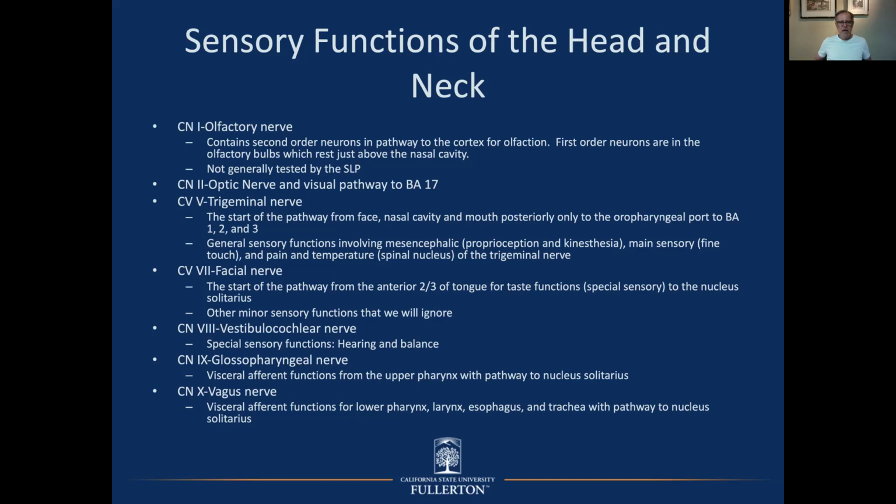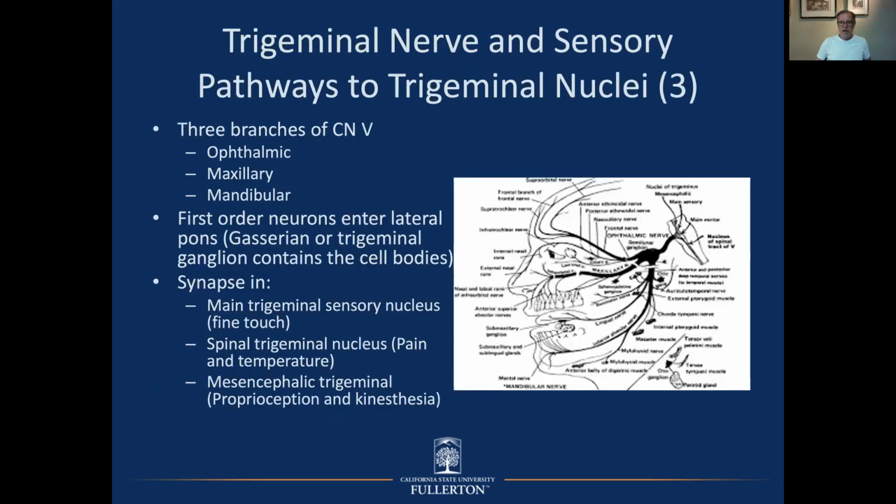And cranial nerve 10 subserves visceral afferent functions for the lower part of the pharynx, the larynx, the esophagus, and the trachea. And all of that information for visceral sensation is projected back to the same nucleus that 9 projects to, nucleus solitarius.